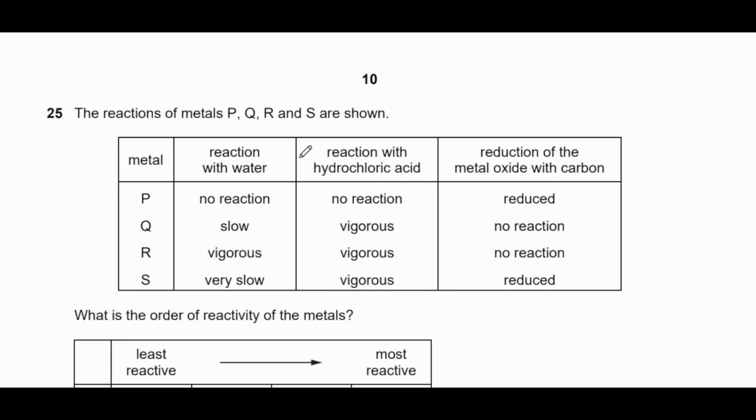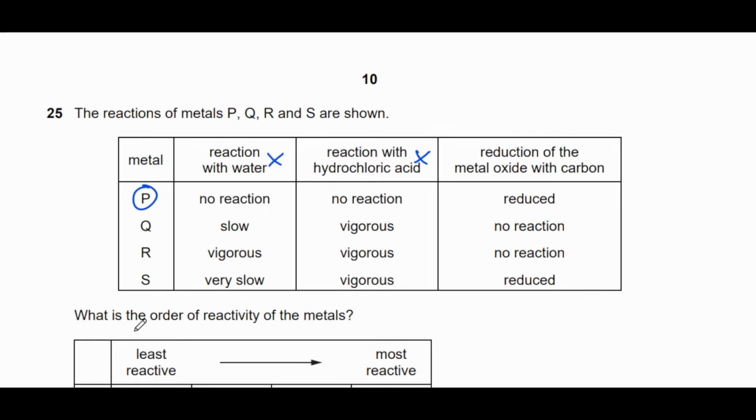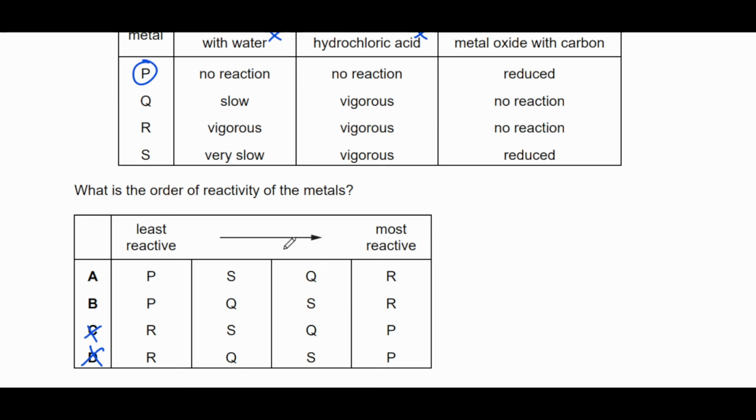The reactions of metals P, Q, R, and S are shown. What is the order of reactivity of the metals? Okay, so for this question, let's see A. The least reactive would be P, right? P would be the least reactive because it doesn't react with water and it doesn't react with hydrochloric acid, right? So therefore, automatically it is the least reactive. Okay, so least reactive has to be P.